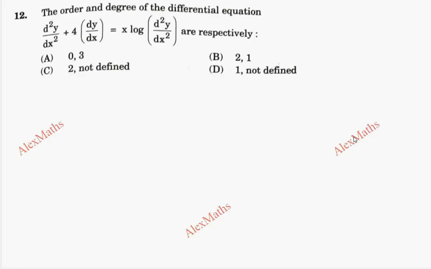Question number 12, they want the order and degree. So the highest derivative present here is the second order. So order is 2. But this derivative present inside the log, it means the degree is not defined. So from the given option, the order is 2 and the degree is not defined. So the derivative should not be present inside the sine, cos, log or exponential function. So here we have derivative inside the log, so degree is not defined. So order is 2, degree is not defined, option C.